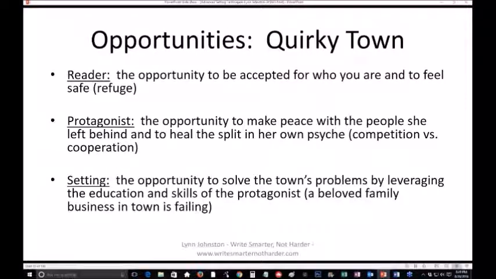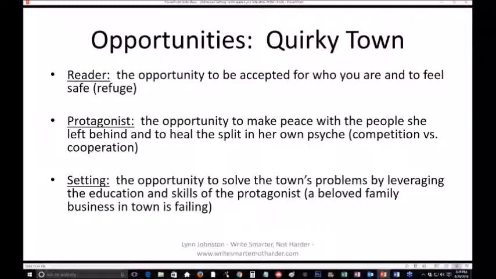So looking at Quirky Town, the reader has an opportunity to be accepted for who you are and to feel safe. It's basically a refuge. That's the opportunity there. The protagonist has an opportunity to make peace with the people she left behind and to heal the split in her own psyche. Her growth arc is going to be competition versus cooperation, and vicariously the protagonist's opportunity is the reader's opportunity.